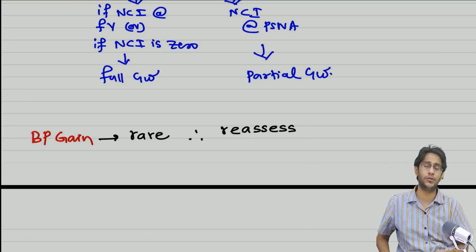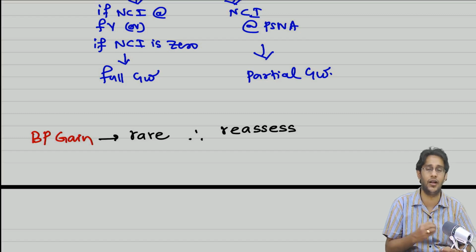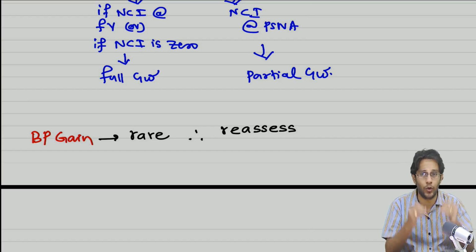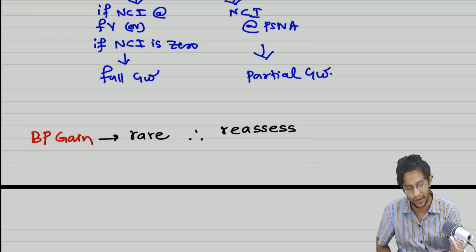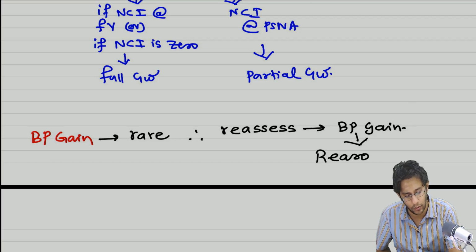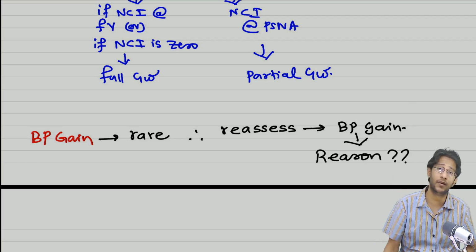Reassess what? Reassess means, again check: did you consider all the assets and liabilities or not? Are the measurement values correct or not? Is the PC correctly, accurately measured or not? Like that, go and recheck everything. If after reassessment also you say that, no sir, the bargain purchase gain is there, what should I do? Then the standard asks you, do you know the reason why you got a bargain purchase gain?